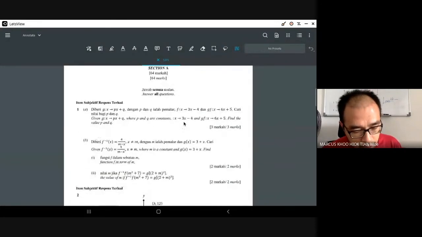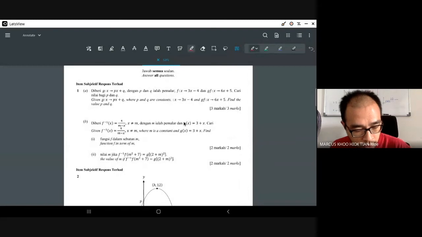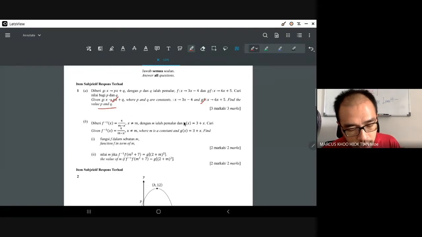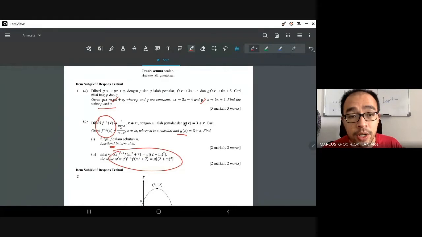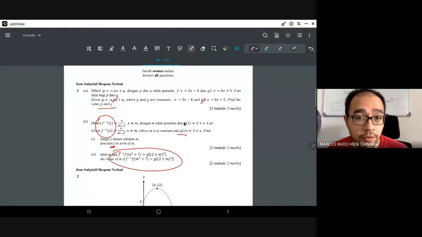Question number one is a function question. You're given this one, and you're given this one. Find the value of P and Q. It seems like a pretty easy question. The second question is an inverse function, and they give you G, find the function of F, and then they give you this one. Then they ask you to find the value of M.